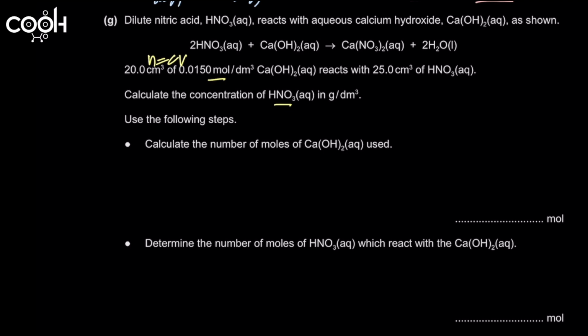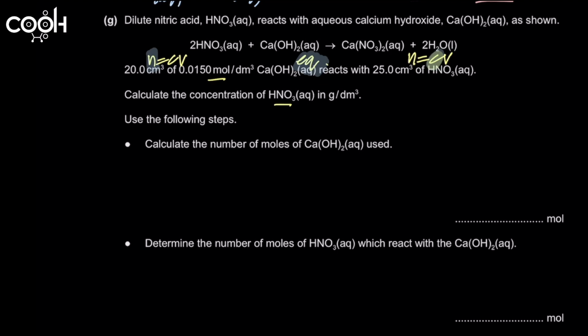So you're going to use n = CV to find the number of moles of calcium hydroxide right here. Then we're going to use our equation to find the moles of HNO3 that form. And then we have the volume of HNO3. So you're going to use n = CV again to find the concentration of HNO3, which is nitric acid. So here we want to find the moles of known data. We use the equation to go from the known data to the unknown data. And in the end, we find the concentration.